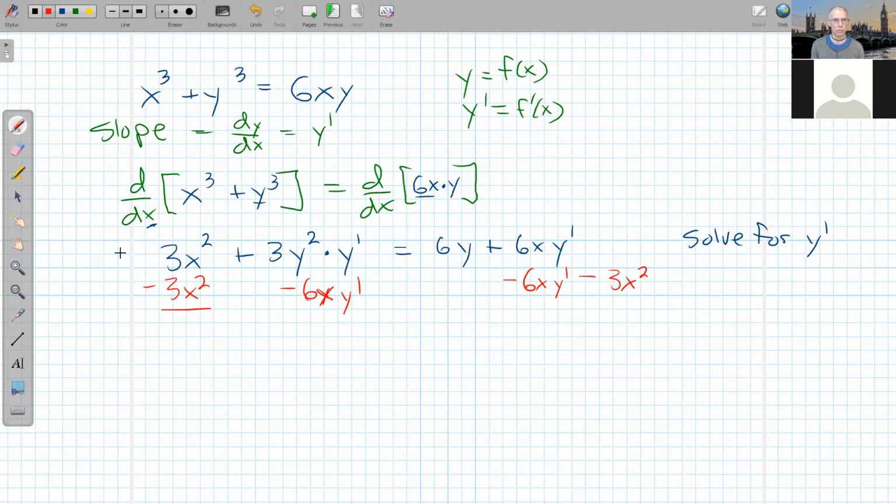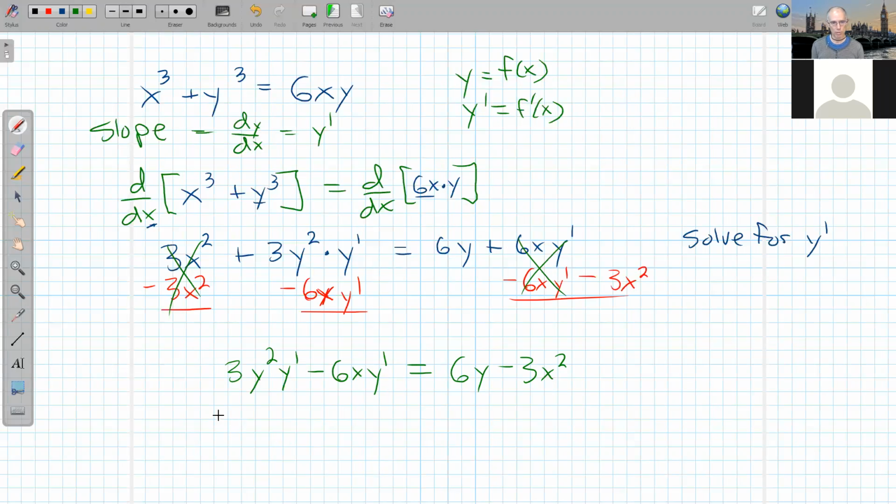Okay, so what do we get? We need to put all of that together. This guy subtracts out, right? And this guy subtracts out. And then these two aren't exactly like terms, so I have 3y squared y prime minus 6xy prime equals, on this side I've got a 6y minus 3x squared. Okay, so all I did is switch sides with those two pieces.